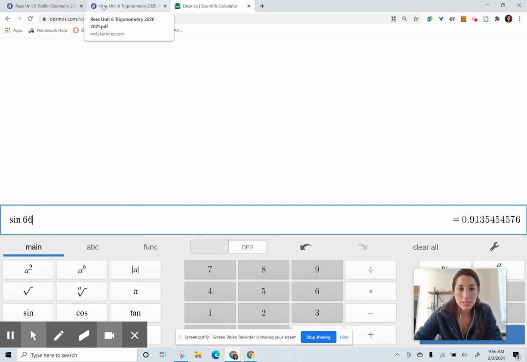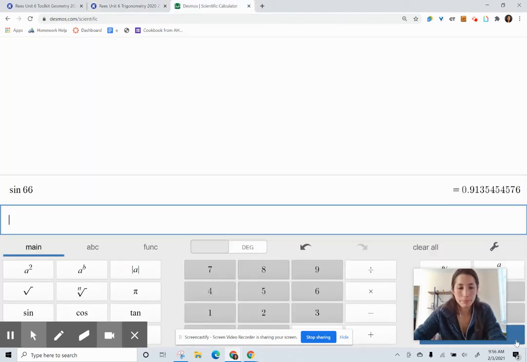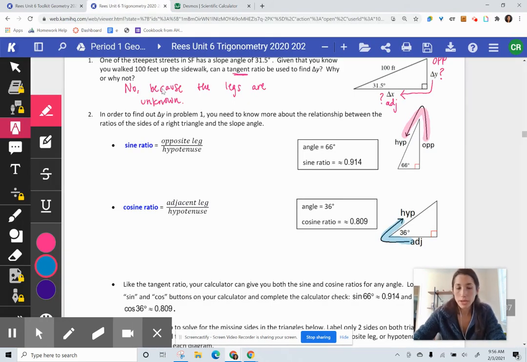So we've got sine 66, we've got the right decimal, 0.914, and then let's do cosine 36. It's 36, and we've got 0.809. That's approximately the right answer.